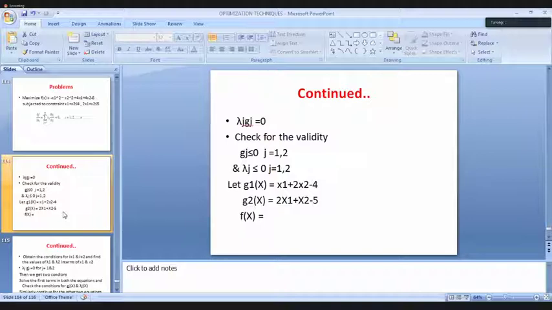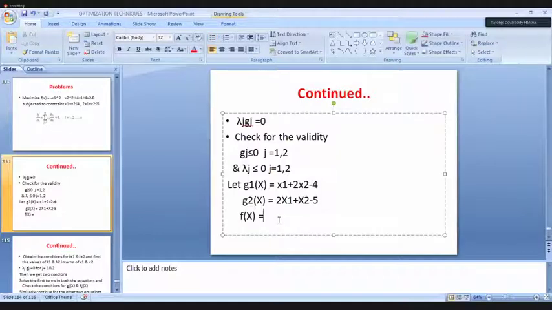Correct? Yes. So when I write g1 of capital X, can I bring that 4 to the left hand side? And for g2 also, can I bring that 5 to the left hand side? Yes, correct? Write f of x also. What is f of x? Write that function as it is, whatever is given in the question. Minus x1 square minus x2 square plus 4x1 plus 4x2 minus 8.